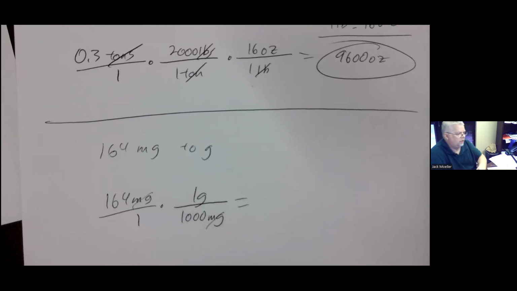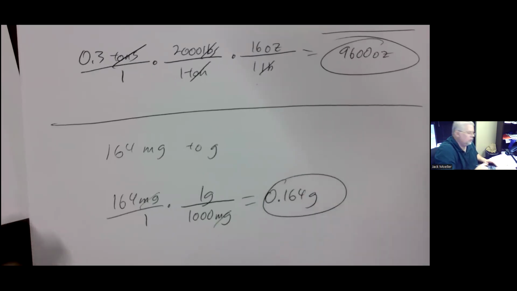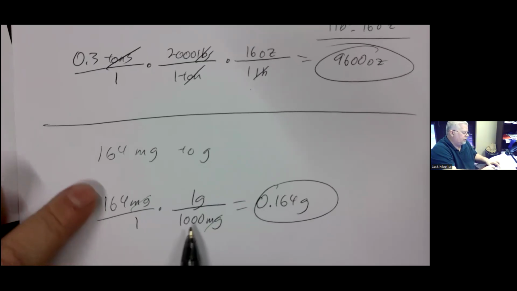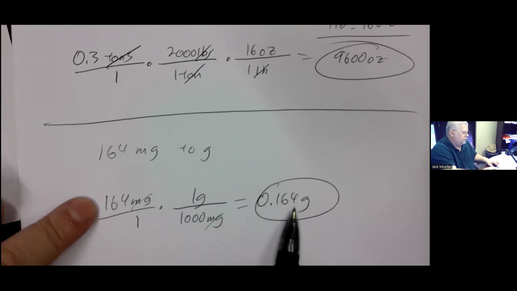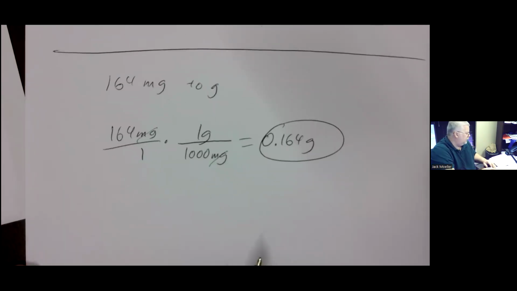Now this is a divide problem, not a multiply problem. 164 divided by 1,000 is 0.164. Again, when you're doing metric to metric, you're always multiplying or dividing by a power of 10. So you're always just moving the decimal. You're not actually changing the original number. It's just which direction does the decimal go and how far. All right.